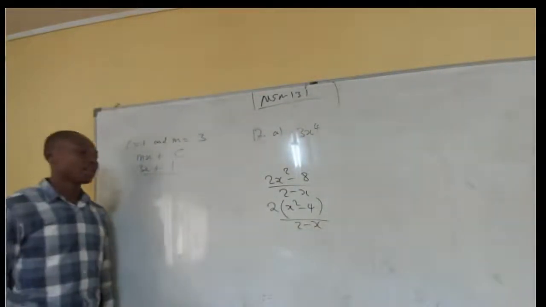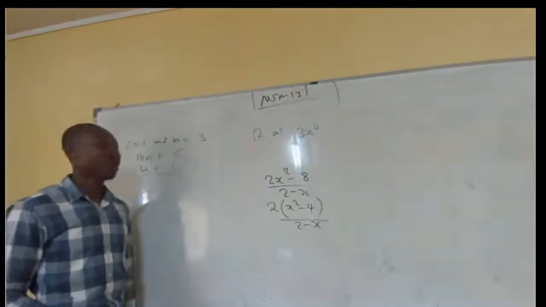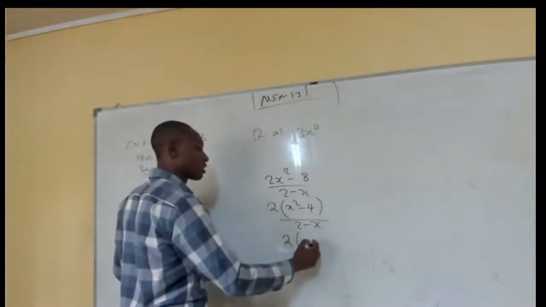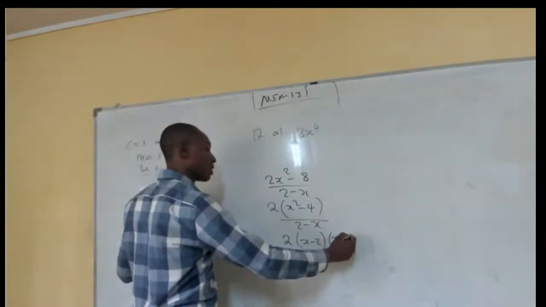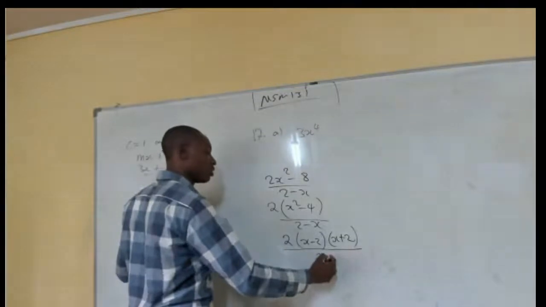Alright, so after that, this looks like what? A difference of two squares. So we are going to have 2 times x minus 2, x plus 2, everything over 2 minus x.